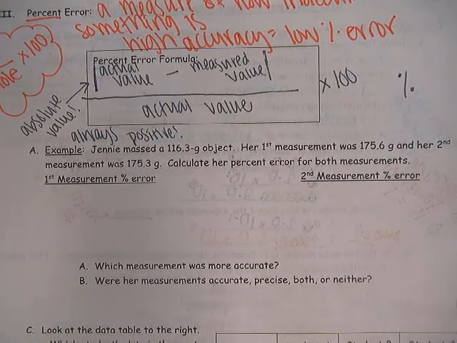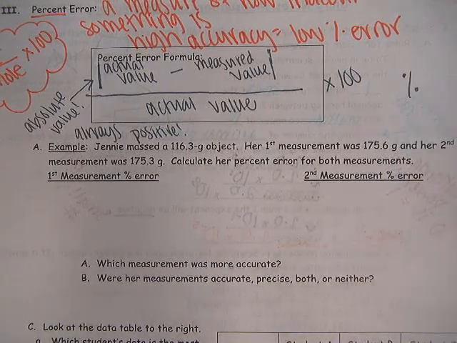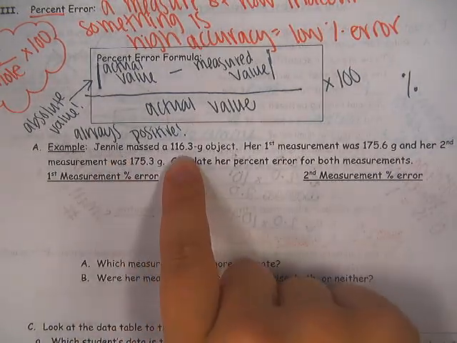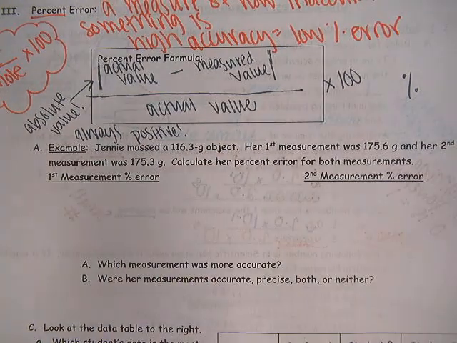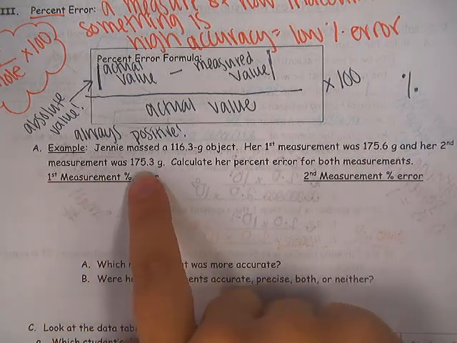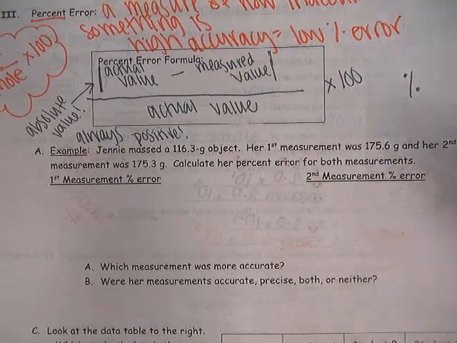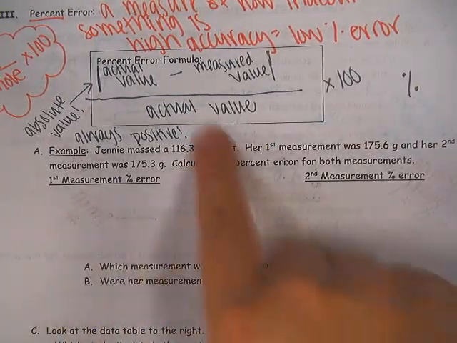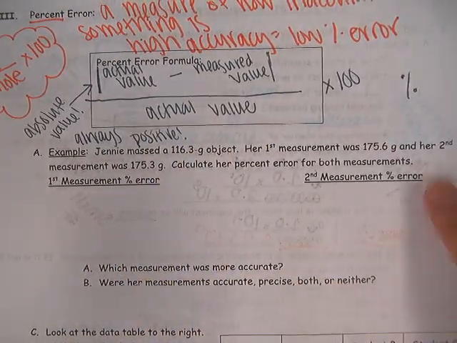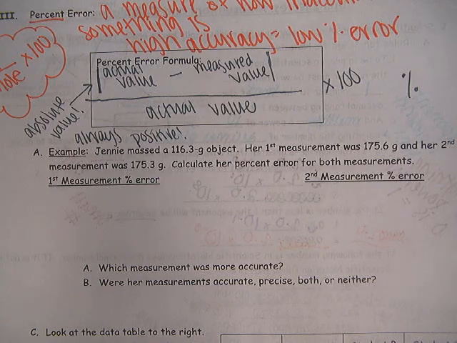So oftentimes when these situations are posed to us, it will be in a word problem like this. This one says, Jenny massed a 116.3 gram object. Her first measurement was 175.6 grams, and her second measurement was 175.3 grams. Calculate her percent error for both measurements. And then I gave you space underneath this for her first measurement and for her second measurement.